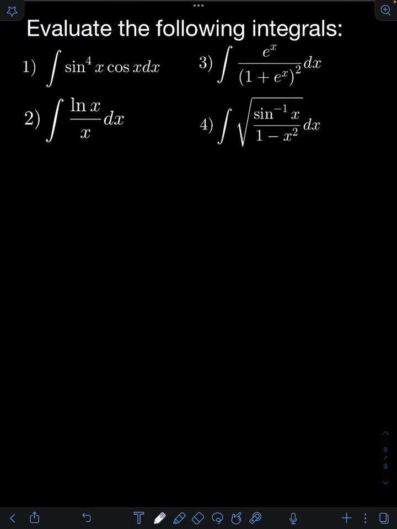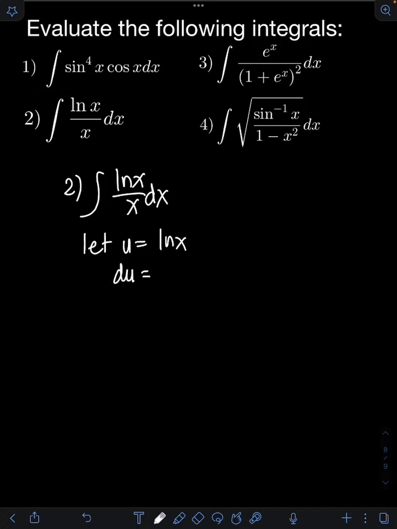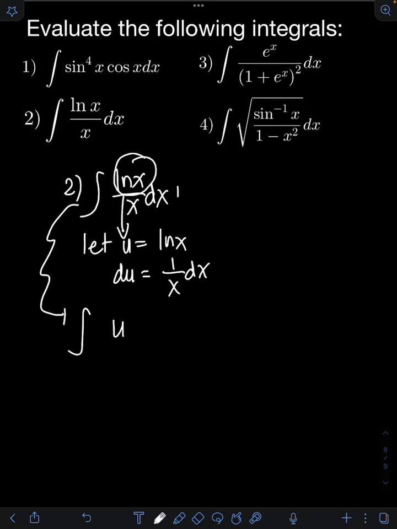For number 2, we have the integral of ln x over x dx. This time, I can let u be equal to ln x, because when we get the derivative of ln x, we will get the term dx over x. So we will have the derivative of u, that's du, and the derivative of ln x, that's 1 over x dx. So substituting, we will have the integral of ln x, that's equal to u, and then this dx over x is equal to du.